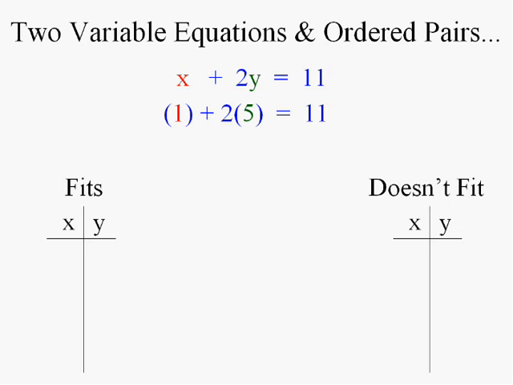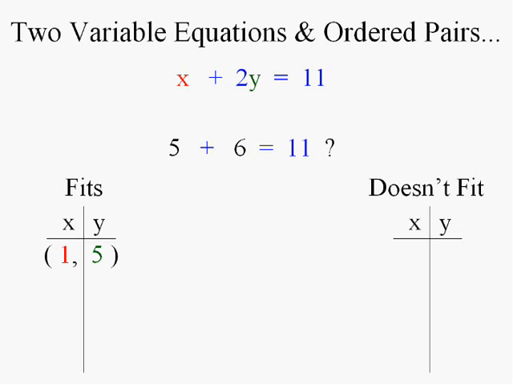And 1 plus 2 times 5, or 1 plus 10, does equal 11. So that is an answer to that equation. But I don't want you to think it's the only answer. The pair 5, 3, put a 5 in for X and a 3 in for Y, is going to form 5 plus 2 times 3, or 5 plus 6. And that also equals 11. Oh, yes. So we've got another answer.